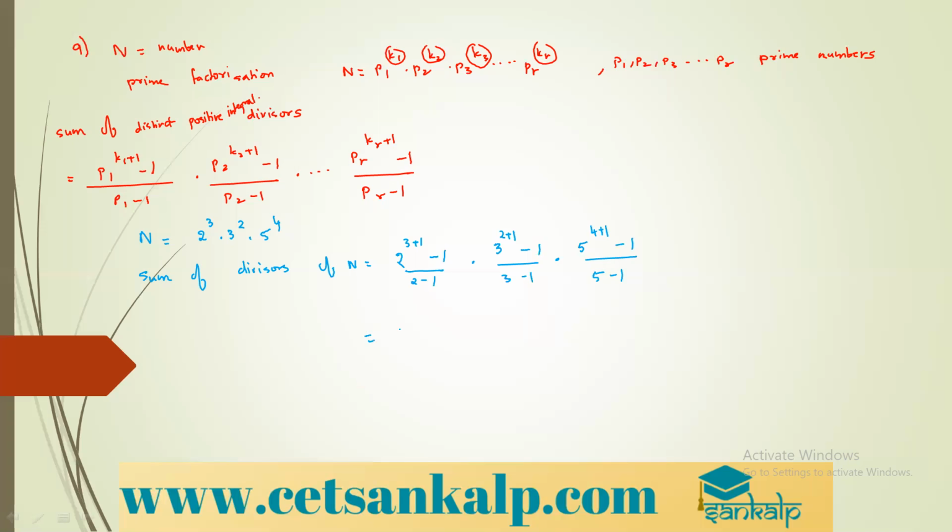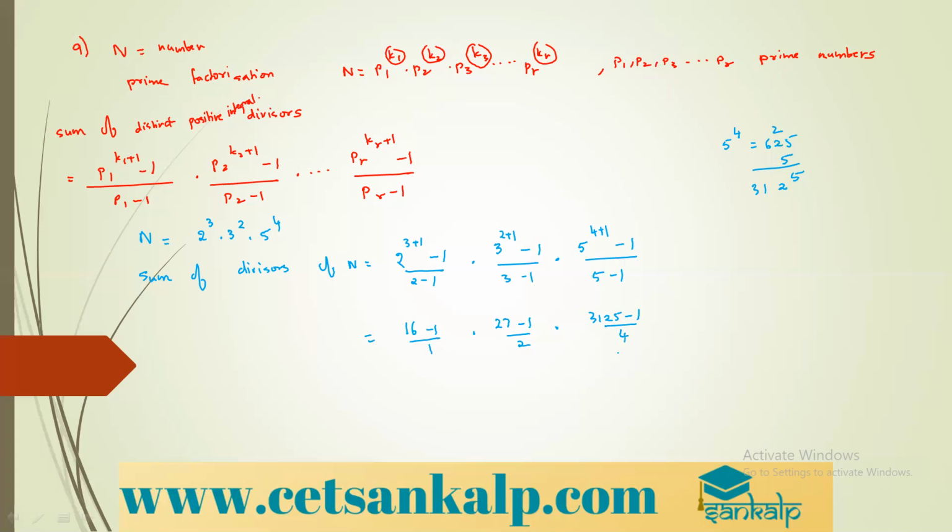You have to do this. So 2 power 4 is 16, minus 1 by 1, into 3 power 3 is 27, minus 1 by 2, into 5 power 5. You have to take 5 power 5. That is not easy to calculate. You know, 5 power 4 is 625. So one more times 5. 5 5s are 25, 5 2s are 10, 12, and then 31.